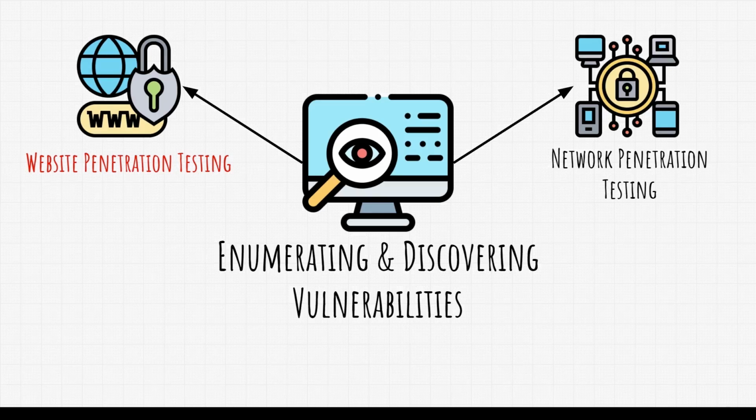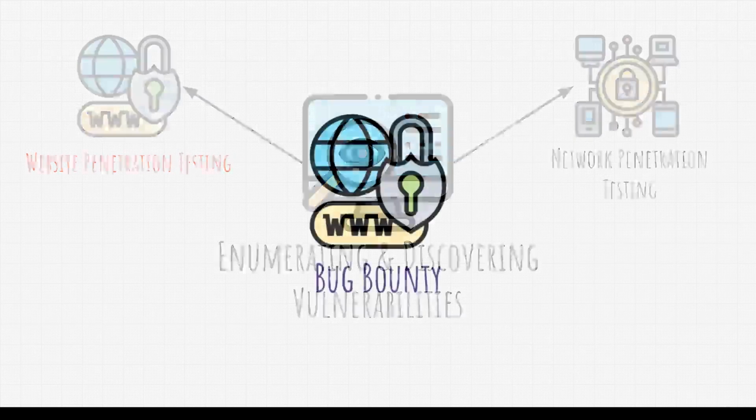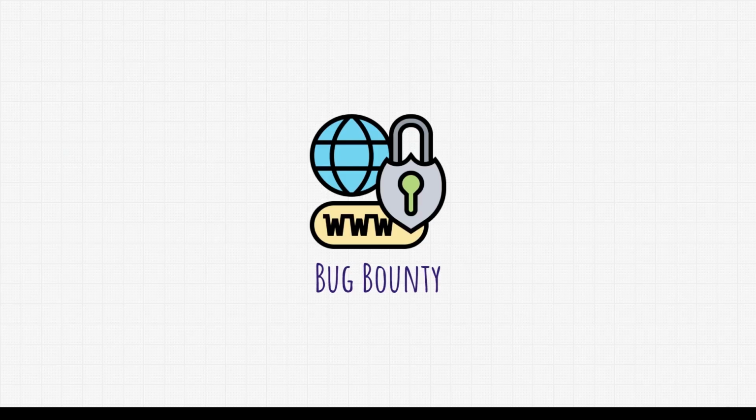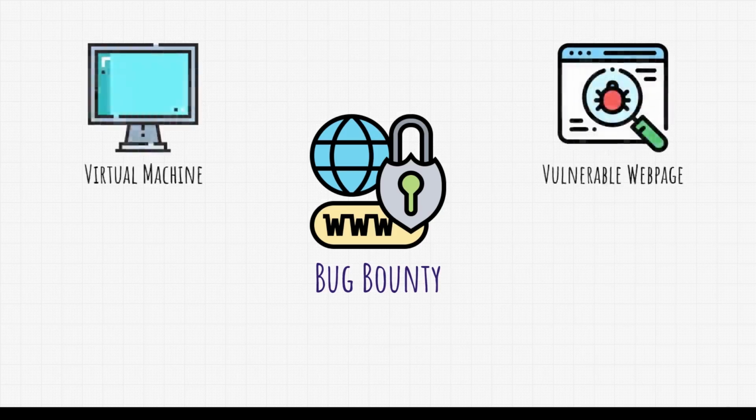You might have also heard of a term called bug bounty. This is pretty much the same thing. It's mostly referring to discovering bugs, or also known as vulnerabilities, inside a web page. And bug bounty is something that we'll discuss a little bit more in the next video, but before we get to it, let's mention what are the two main things we need to perform bug bounty, or website penetration testing. So we will need a virtual machine and a vulnerable web page.